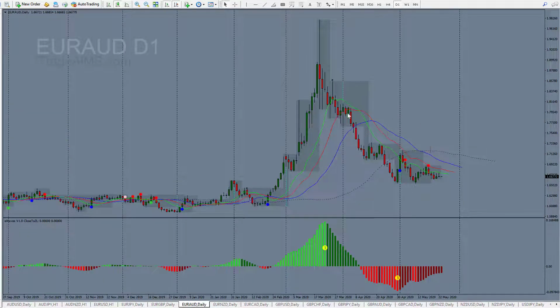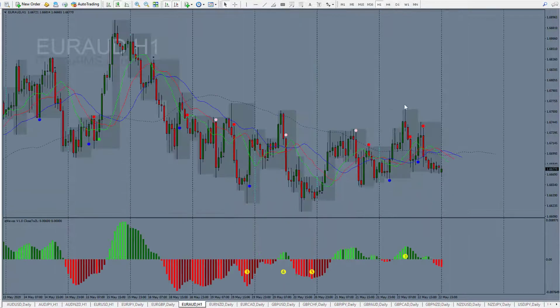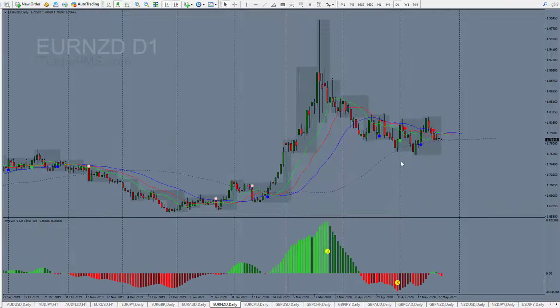Euro Australian dollar, the euro is losing value against that, but it's come back to this level, so it is in a downtrend. On the hourly chart, we'll be looking for a new 3 to form. Right now it's very sideways, not interested.